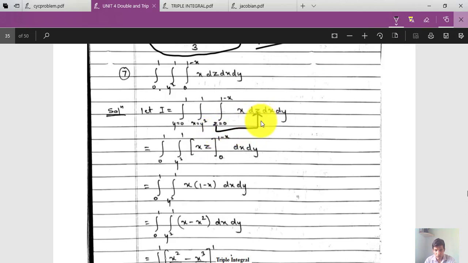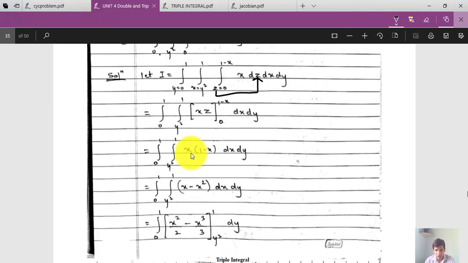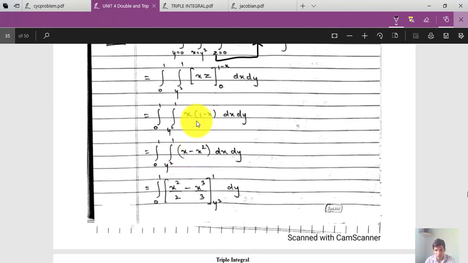So first it is dz, so integration of xz. x is constant, so integration of x turns out to be z, over the limit 0 to 1 minus x, dx dy. So the upper limit is 1 minus x, and the lower limit is 0, so I do not write it. I will write this equation as x into 1 minus x. On evaluating it, it turns out to be x minus x square over dx.